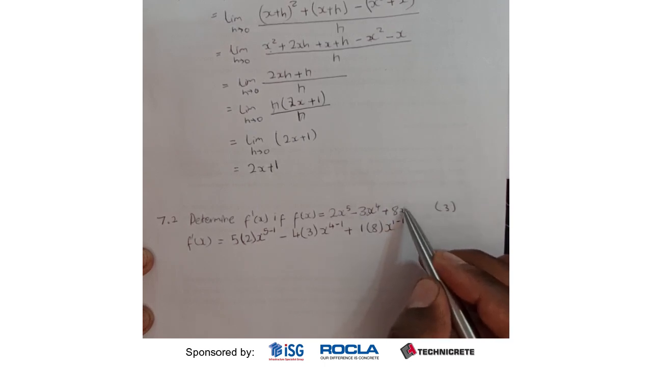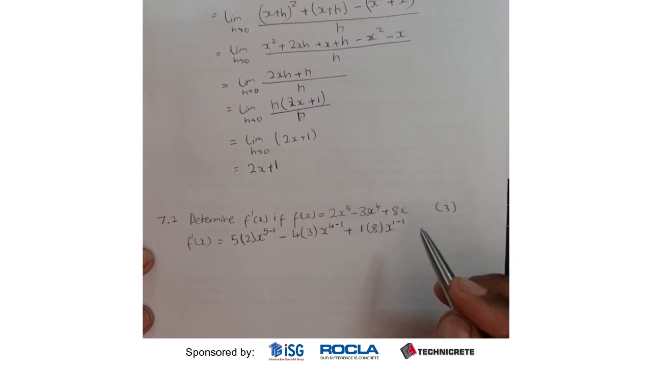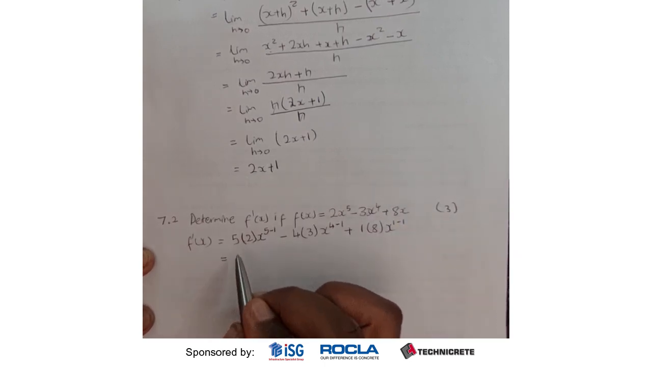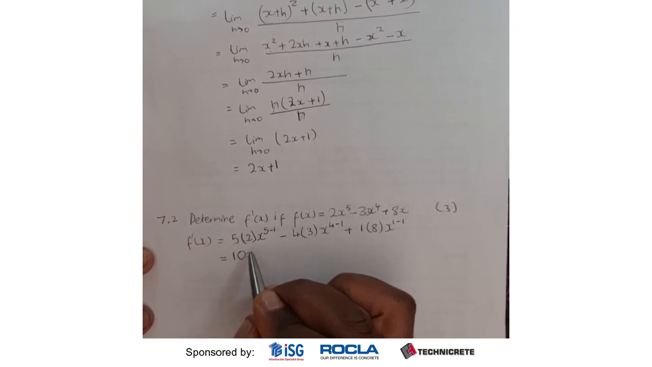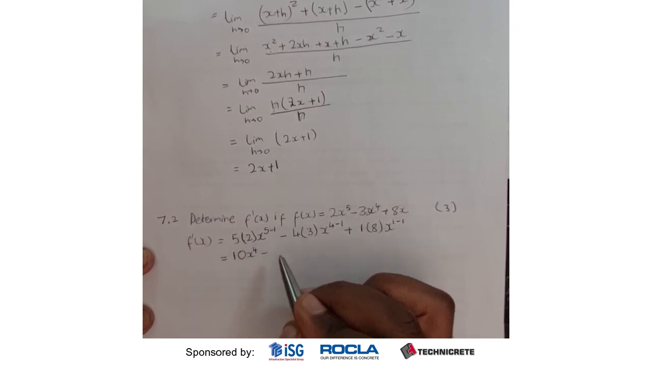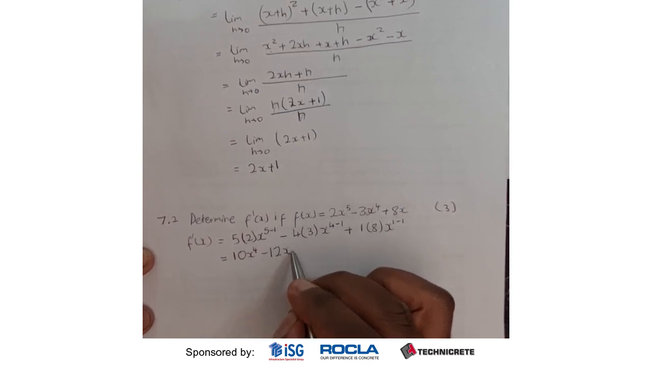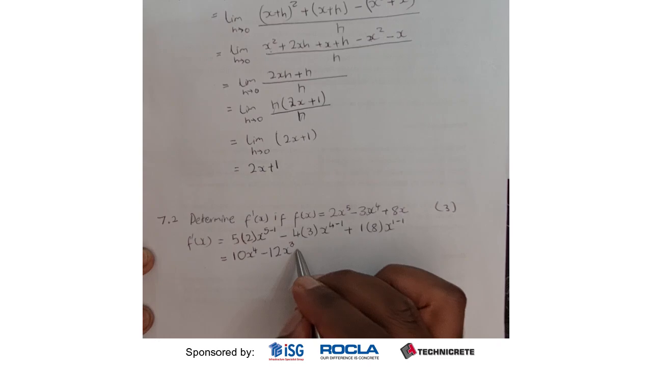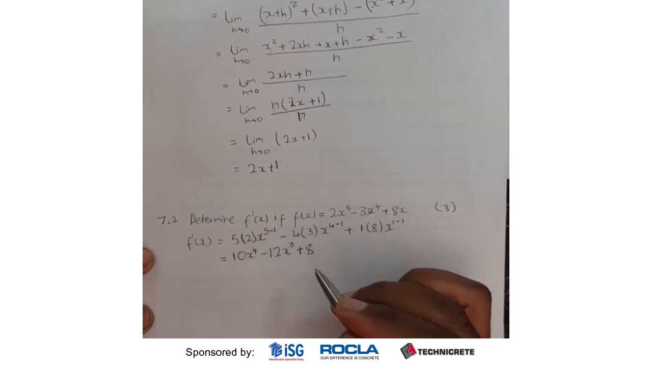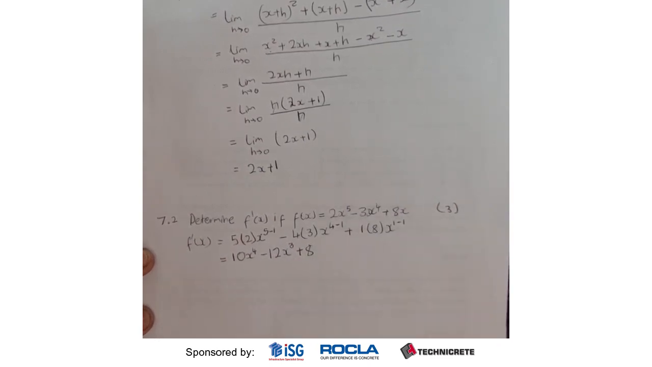And just a bit of a recap: if x, or whatever variable we're working with, doesn't have a power, that means it's that variable to the power of 1. Now, as we are solving for this, this then becomes 10x to the 4 minus 12x to the 3 plus 8. So then that is our answer.